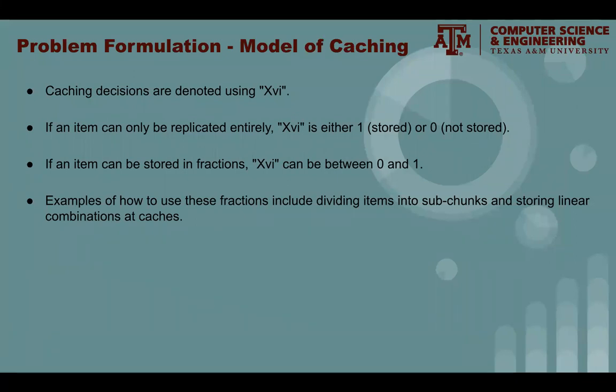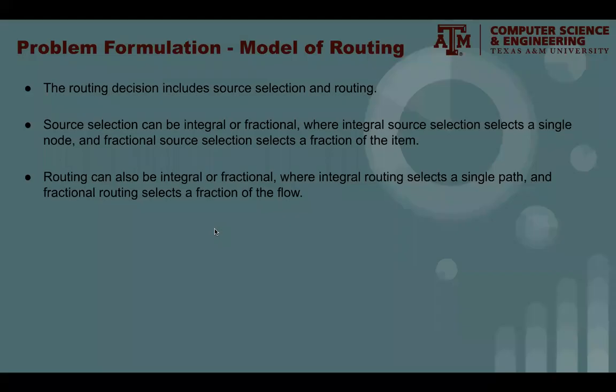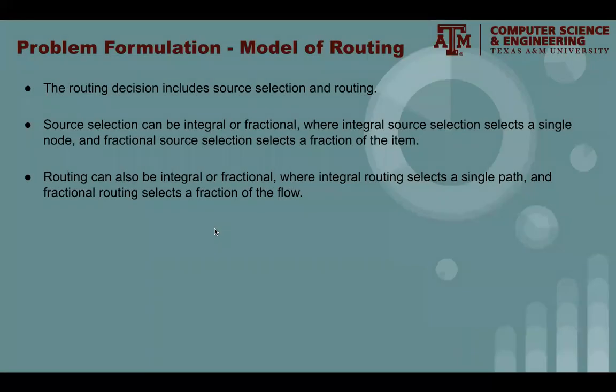So if an item can only be replicated entirely, XVI is either stored or not stored, so either 0 or 1. If an item can be stored in fractions, XVI can be between 0 and 1. Examples of how to use these fractions include dividing items into sub-chunks and storing linear combinations as caches. Next. And the last model we need after caching is routing. So the routing decision includes source selection and routing.